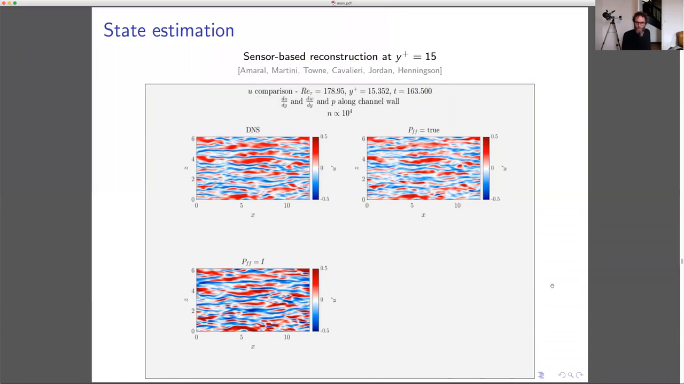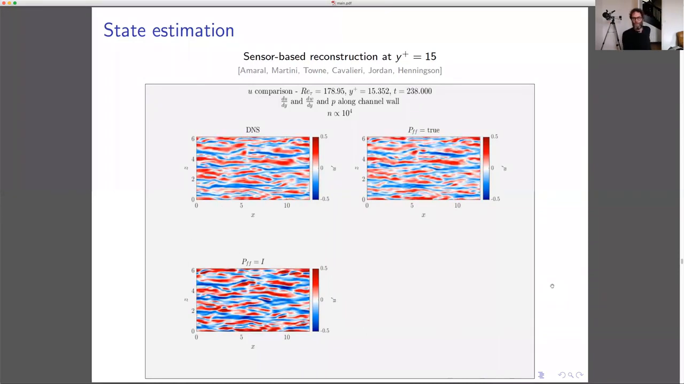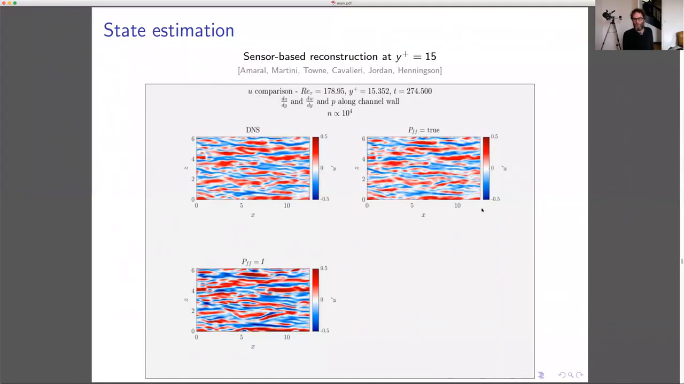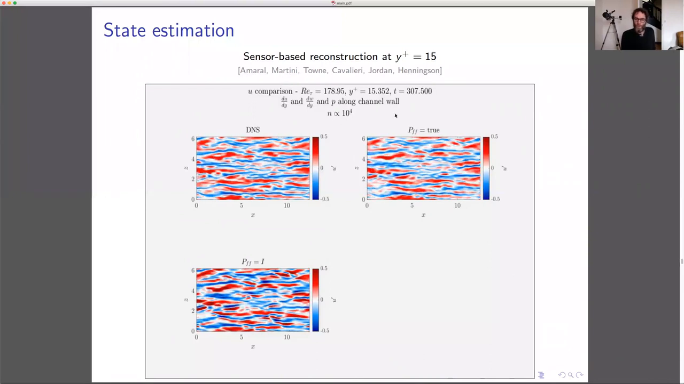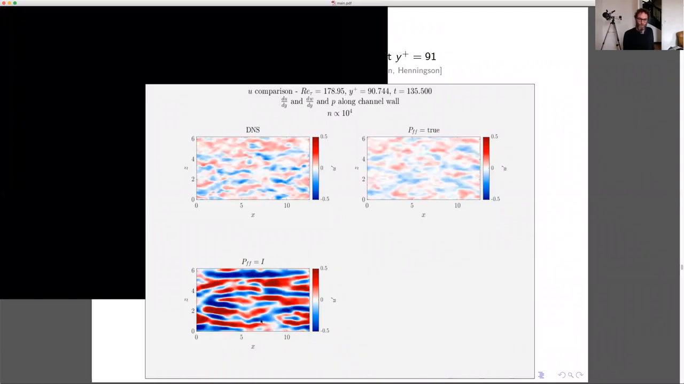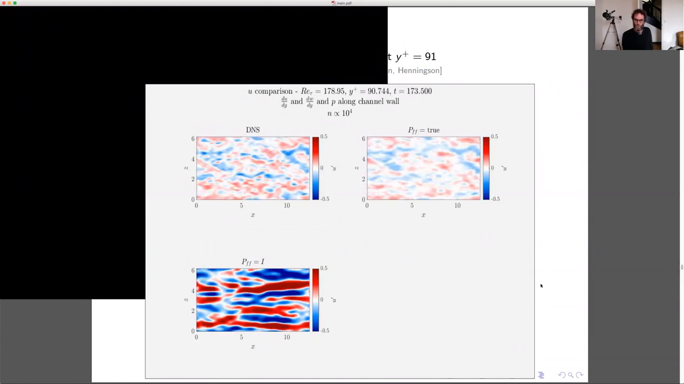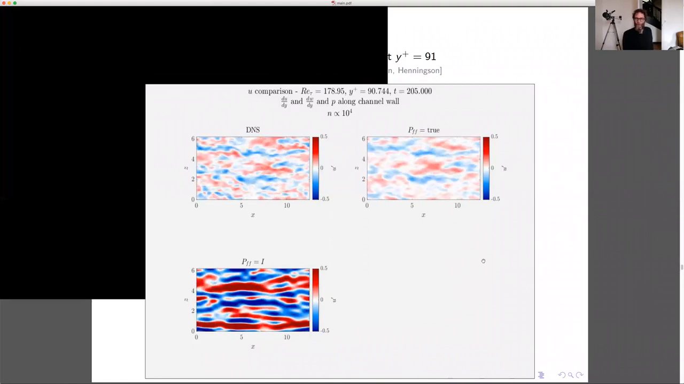I just last night got some results from a second simulation at Reynolds tau of 500, and we're getting similar improvements by using the forcing statistics to enhance this linear estimation. This is y plus at 90. Here you can see significant differences between the assumption of spatiotemporally white statistics and the use of the true forcing statistics. So again, this should give you the best linear estimate that it's possible to do. Okay, so that's a wrap up on that.